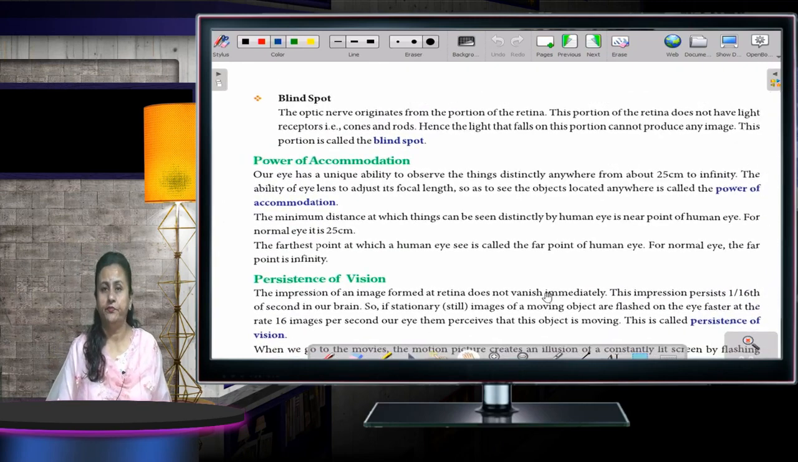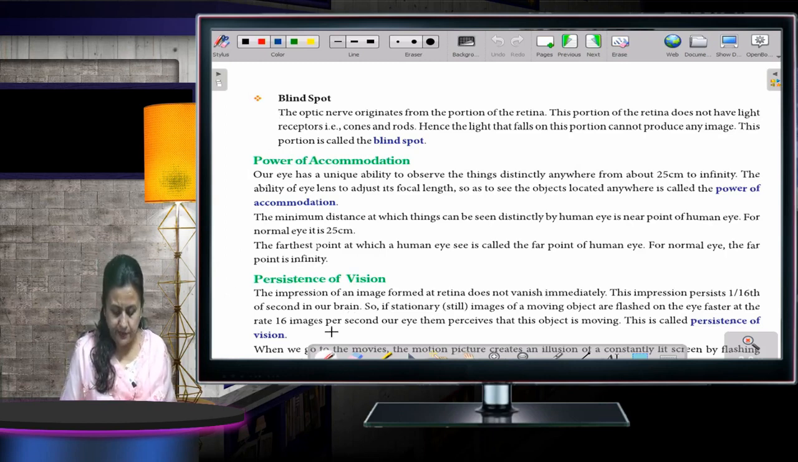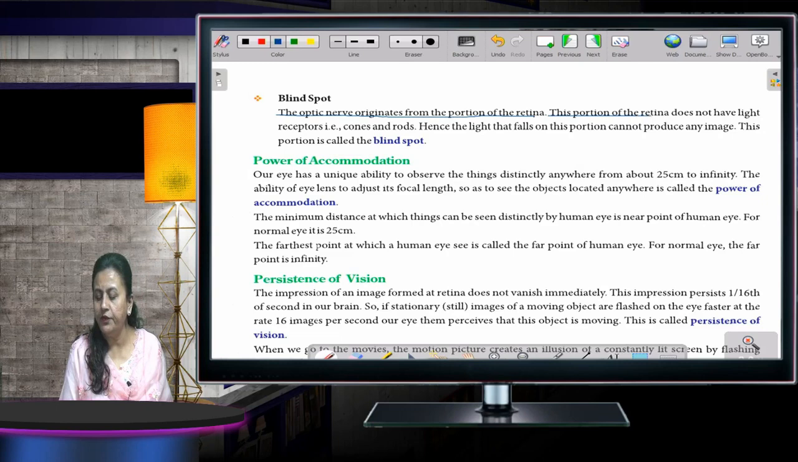Blind spot. Have you ever heard of this word, blind spot? No? Okay. Let's start. The optic nerve originates from a portion of the retina. This portion of the retina does not have light receptors, that is cones and rods. Hence, the light that falls on this portion cannot produce any image. This portion is called the blind spot.